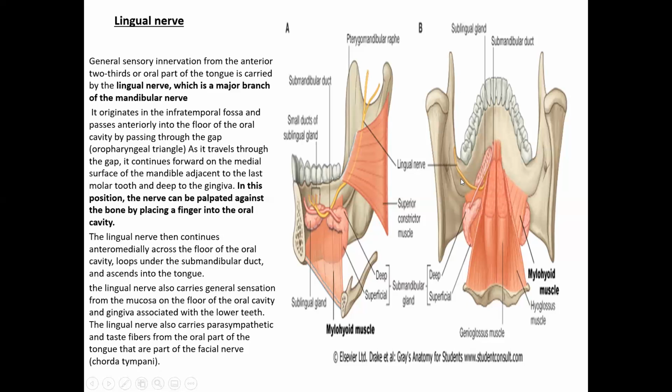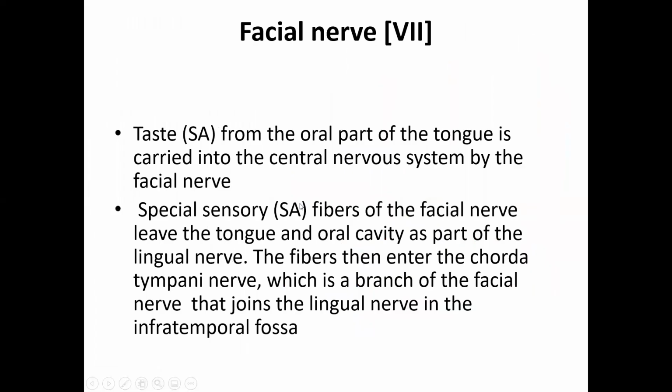Okay, you can see here, this is the lingual nerve. And it also hooks around the submandibular duct. You can see here, the lingual nerve hooks around the submandibular duct and enters into the oral cavity, supplying the floor of the oral cavity and the tongue, the general sensation of the anterior two-thirds of the tongue.